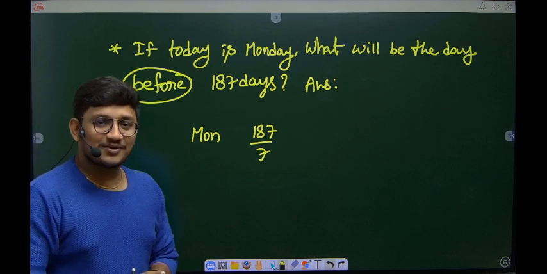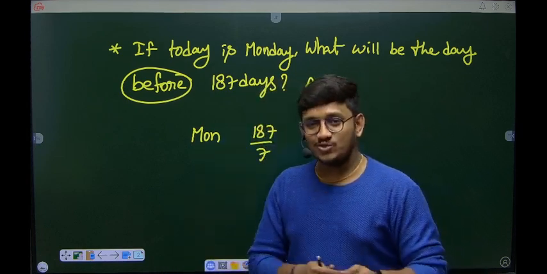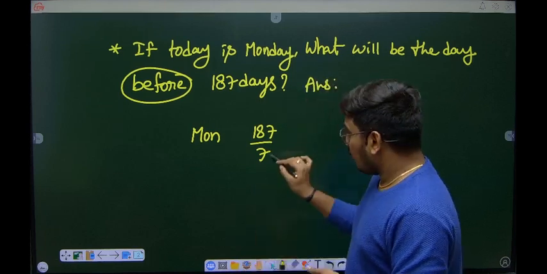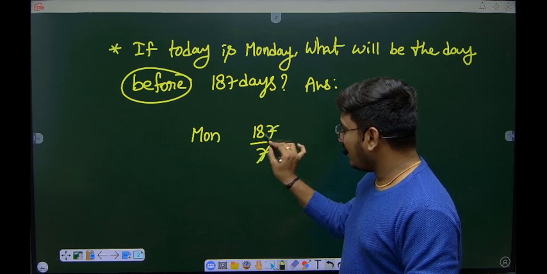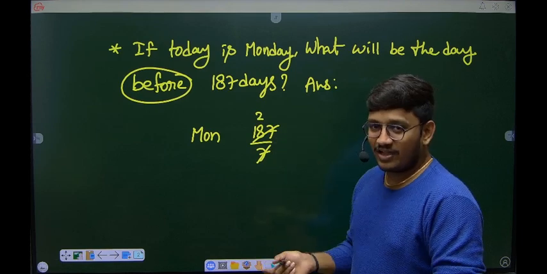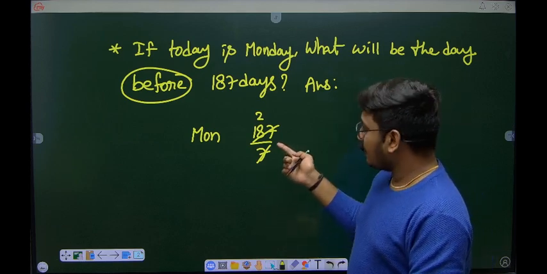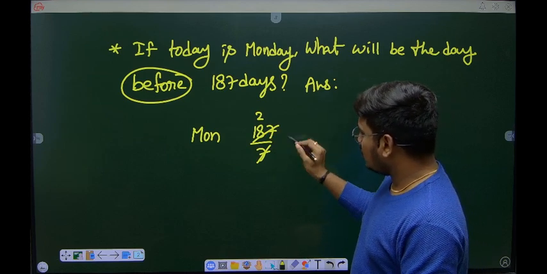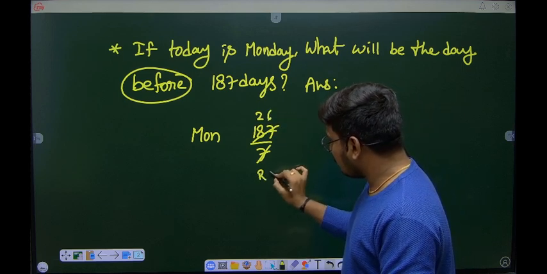For this particular question, I got almost all the days of the week. Some are posting Monday, Tuesday, Thursday, Friday, Saturday. So many answers. Simple, guys. What will be the remainder if I divide 187 by 7? Let me calculate. 7 times 2 is 14, then 7 times 5 is 35, 7 times 6 is 42, 7 times 26 is 182. So the remainder will be 5.